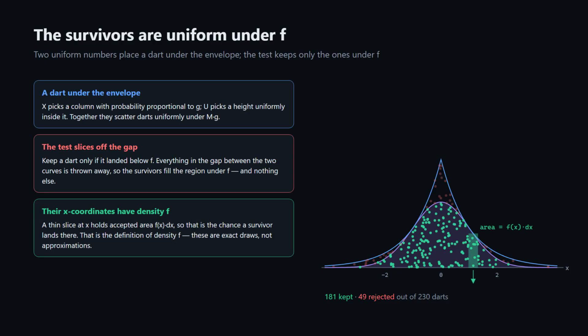Now read off their x-coordinates. The chance that a surviving dart sits in a thin slice at x is the area of that slice under f, which is f of x times dx. That is exactly what it means to have density f. The accepted samples are exact draws, not approximations.